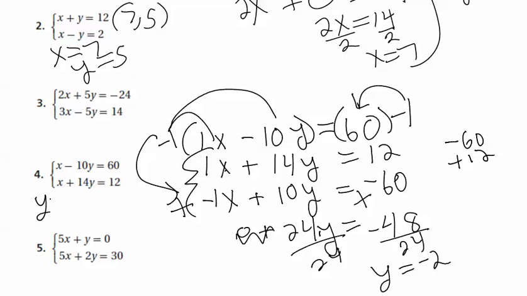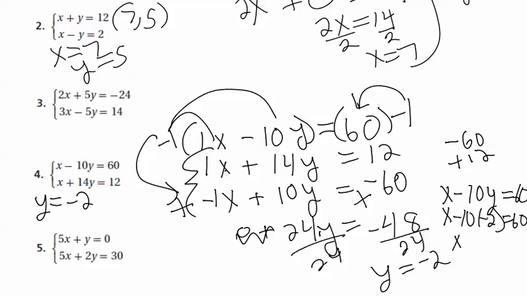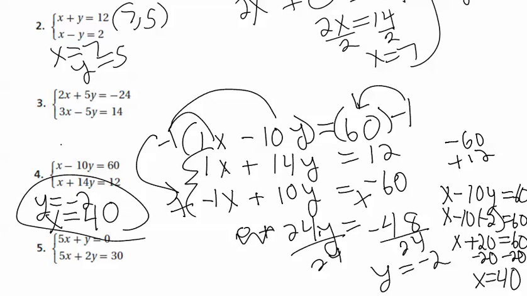Once you know what y is, you plug that into one of your equations and find out what x is. I'm going to plug it into the top one. X minus 10y equals 60. So that would be x minus 10 times negative 2 equals 60. So x minus 10 times negative 2 would be a plus 20. Equals 60. Subtract 20 from both sides. X equals 40. That's your solution. You can write it as an ordered pair if you want. (40, negative 2). I forgot my parentheses.